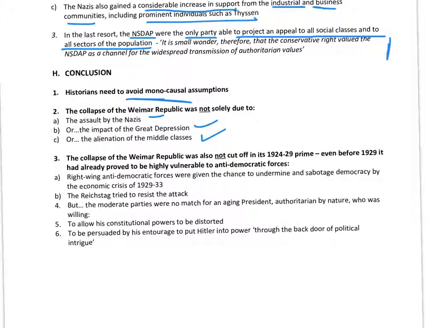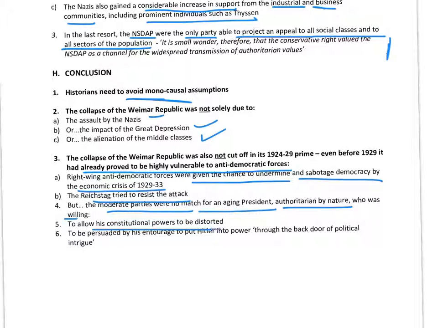It was a combination. The collapse of the Weimar Republic was also not cut off in its 1924 prime, even before 1929. It had already proved to be highly vulnerable to anti-democratic forces. Right-wing anti-democratic forces were given the chance to undermine and sabotage democracy by the economic crisis of 29 to 33. The Reichstag tried to resist that attack, but the moderate parties were no match for an aging president, authoritarian by nature, who was willing to allow his constitutional powers to be distorted and to be persuaded by his entourage to put Hitler into power through the back door of political intrigue. As Bullock said, Hitler was jobbed into power by a backdoor intrigue.